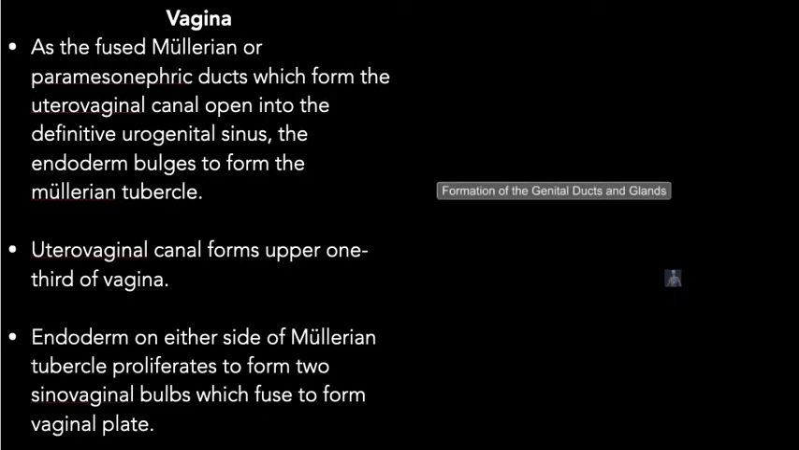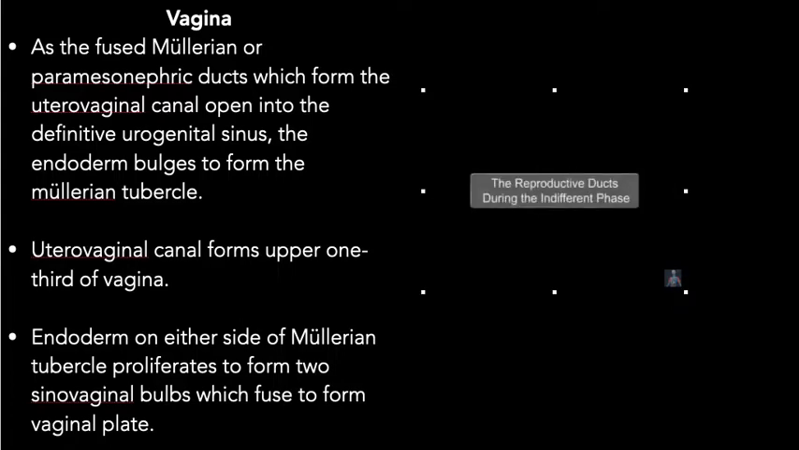Now the vagina. The fused Mullerian or paramesonephric ducts, which form the uterovaginal canal, open into the definitive urogenital sinus. The endoderm bulges to form the Mullerian tubercle. The uterovaginal canal forms the upper one-third of the vagina. The endoderm on either side of the Mullerian tubercle proliferates to form two sinovaginal bulbs, which fuse to form the vaginal plate. Okay, so have a look at this again.